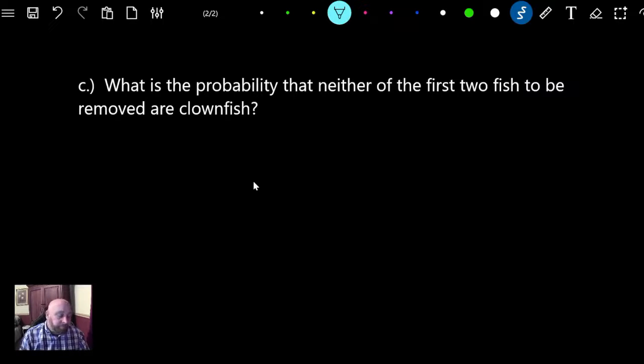Letter C. What is the probability that neither of the first 2 fish to be removed are clownfish? All right, so this one we got to think a little bit. So what is event A? Event A is anything but clownfish. And then event B is also anything but clownfish. Okay, so event A times event B.